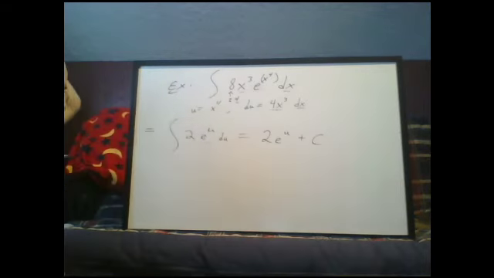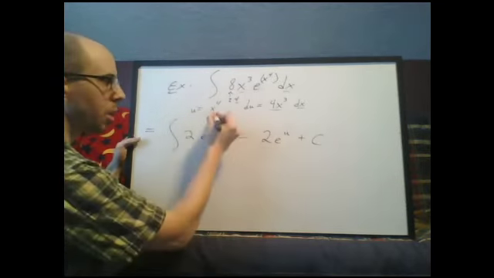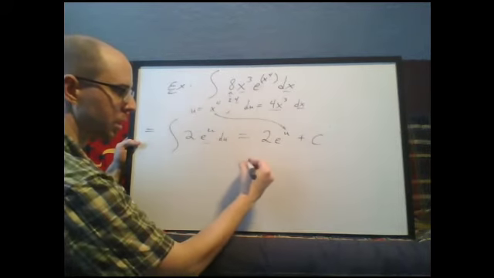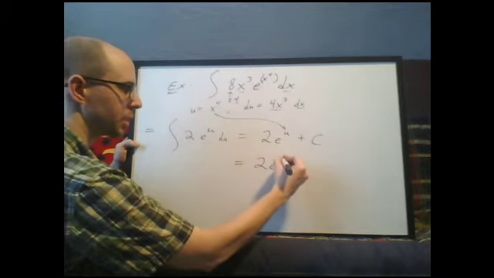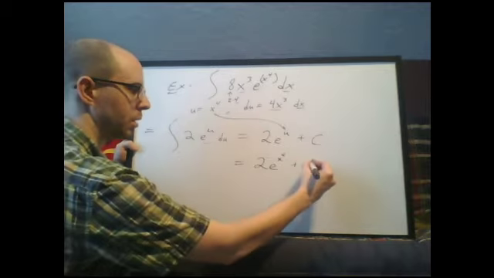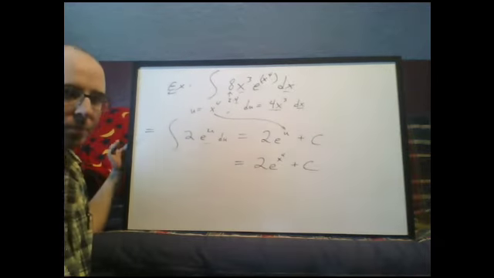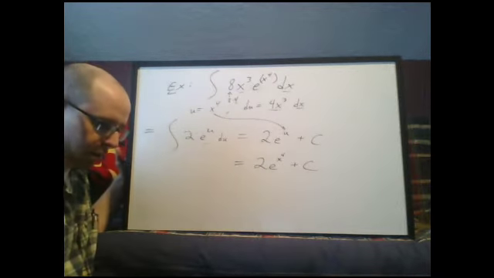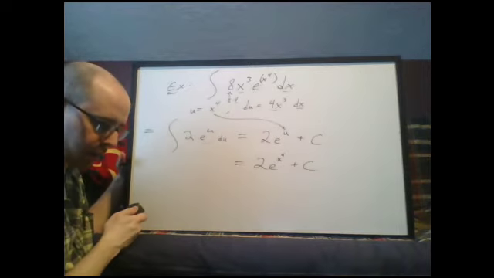Now the integral sign's gone, and now we undo our substitution. This is 2 times e to the x to the 4th plus c. All right.